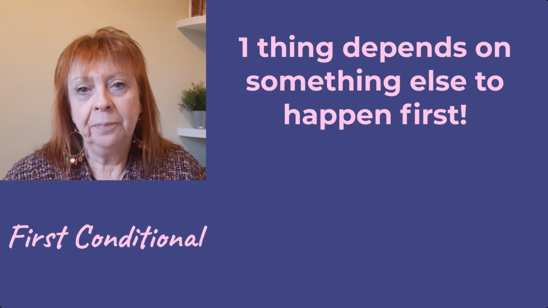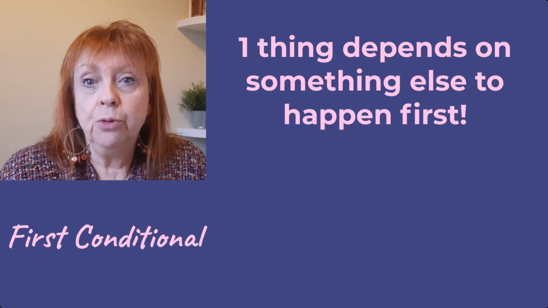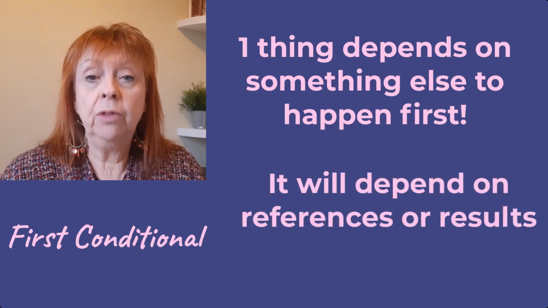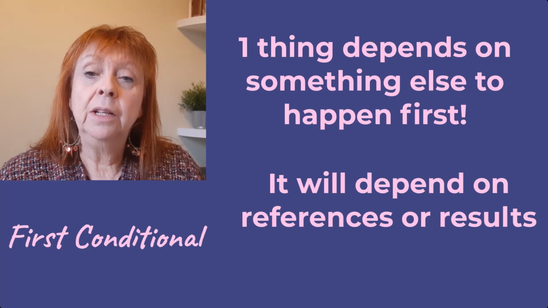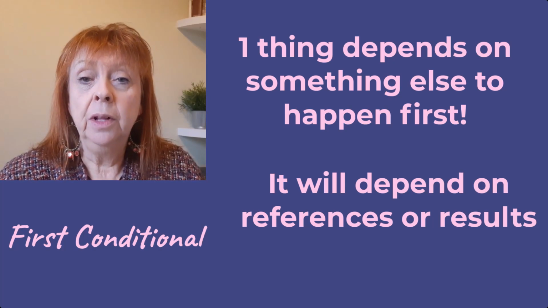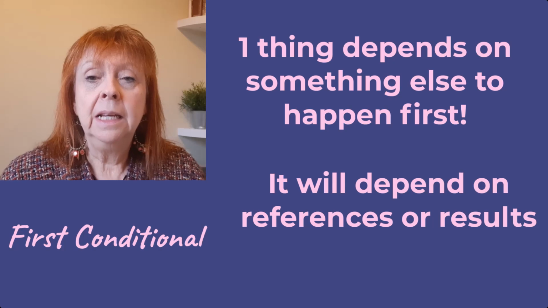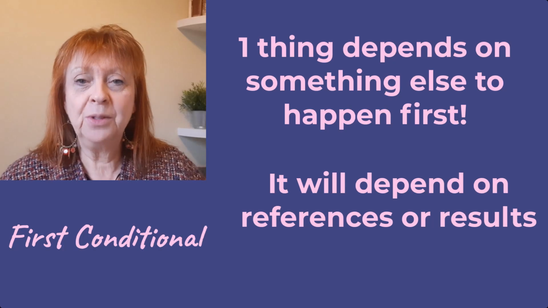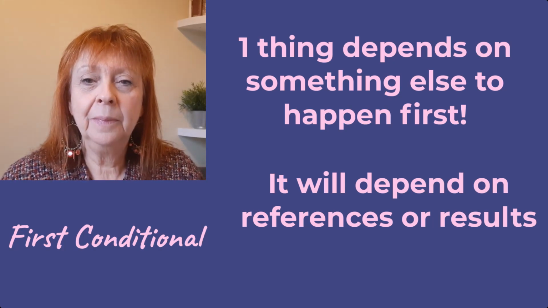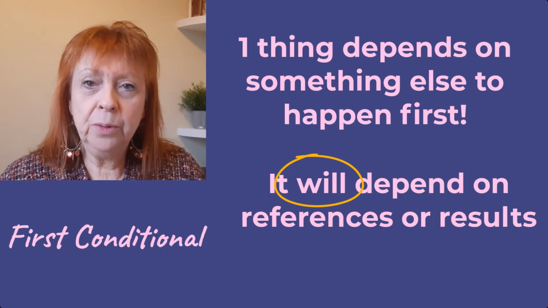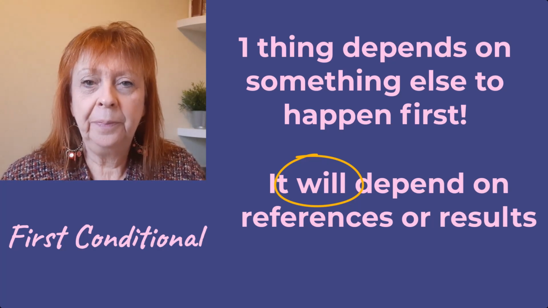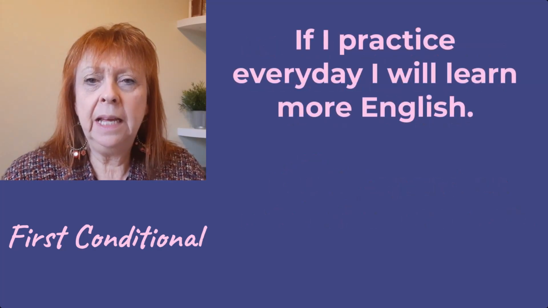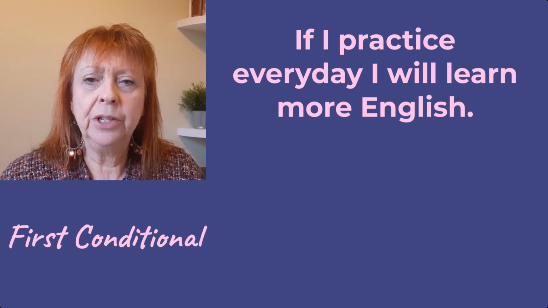For example, you can get a conditional job offer or a place at university, but it will depend on references or results. And so in the first conditional, the same idea applies. It's when something can only happen if something else happens first. Did you notice I used the auxiliary will here? So look at these sentences. If I practice every day, I will learn more English.